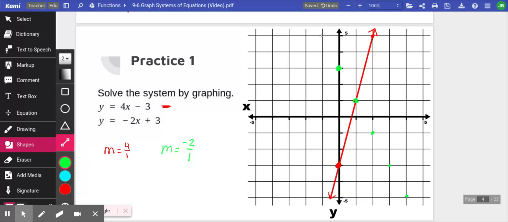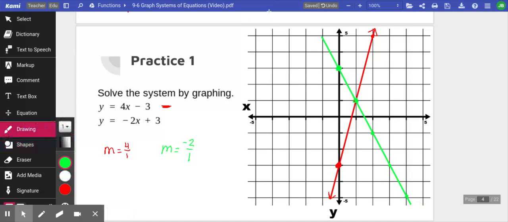So we want to be as concrete as possible here. Okay, and let's put our arrows. So what we found is that there is an intersecting point right here at 1, 1. So our solution, solving the system by graphing, the solution to all this would be 1, 1.